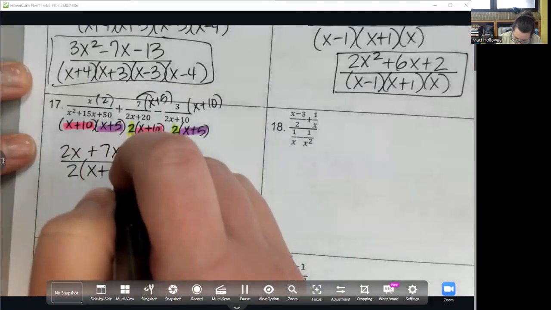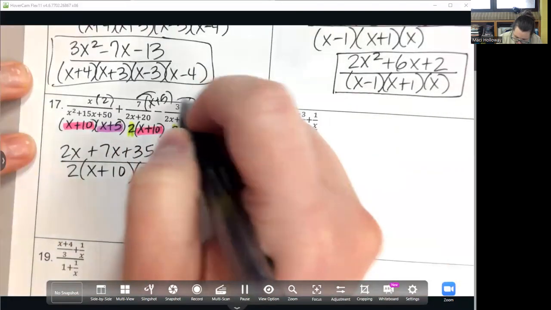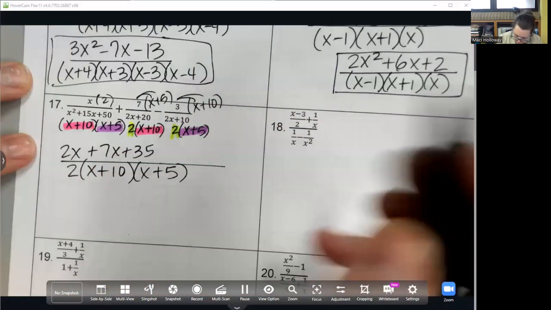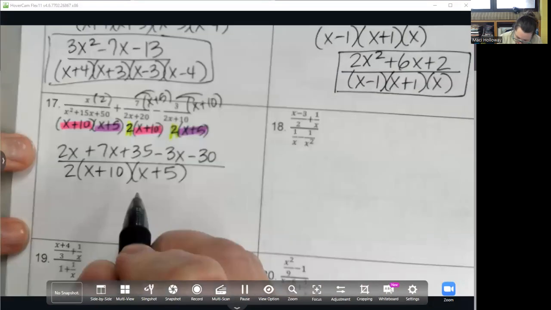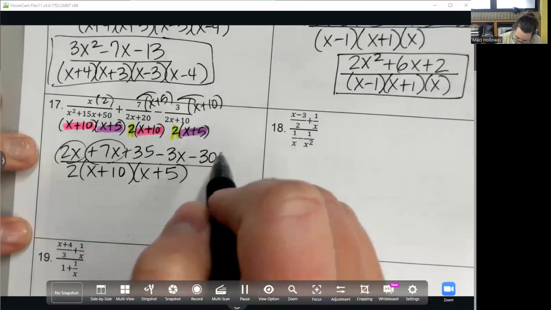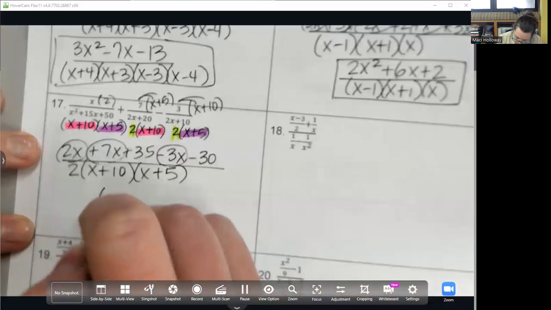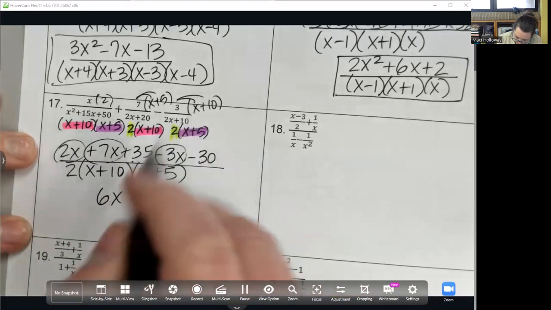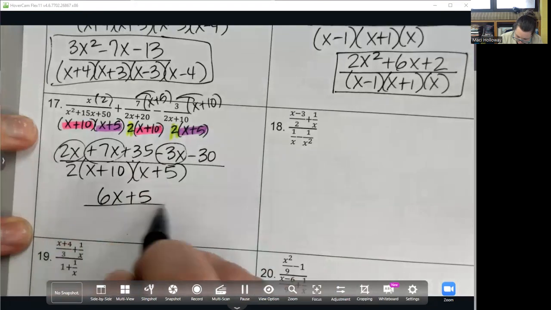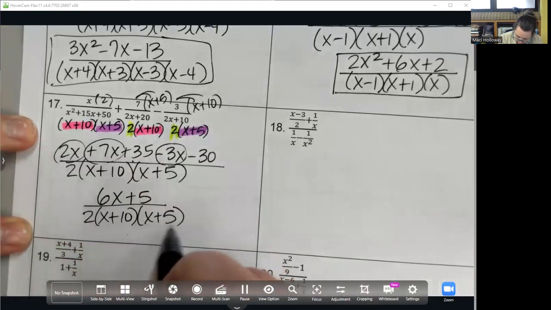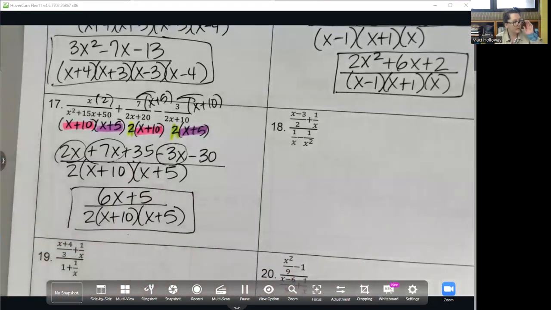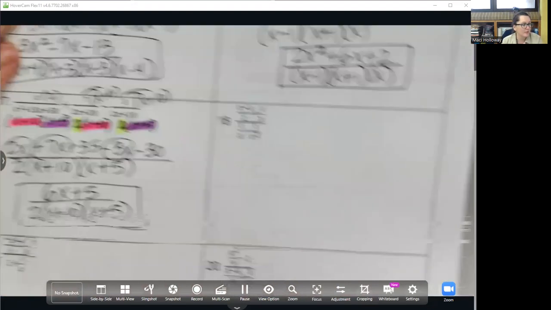So we have 7x plus 35. Distribute our negative 3. Keep in mind that's a negative. So we have negative 3x minus 30. All right, combine our like terms. 7x plus 2x is 9x, 9x minus 3x is 6x. And then 35 minus 30 is 5. So we have 6x plus 5. That's your answer. Can't do anything else, even though I really want to cancel out that x plus 5, but it's attached to that 6, so we can't do anything.